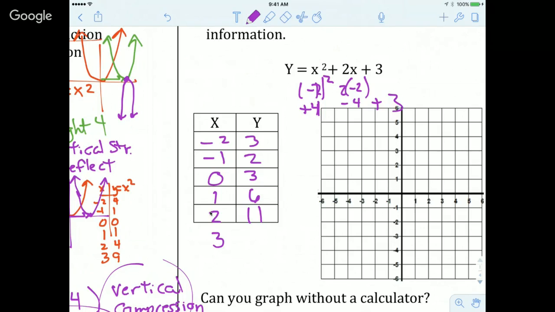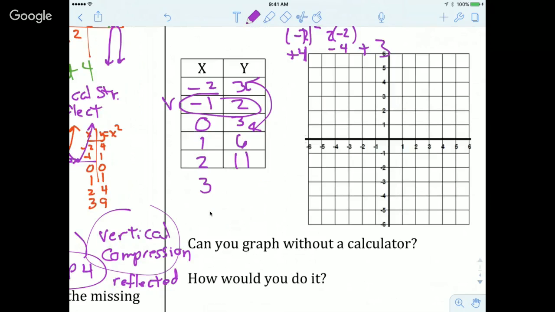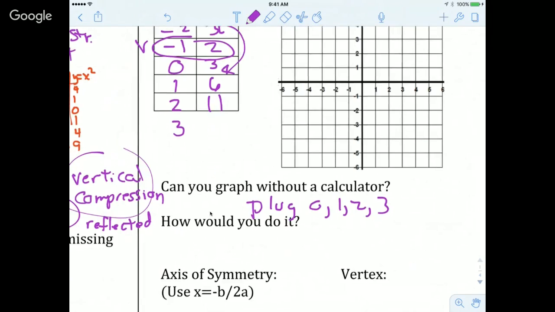Are we starting to get the rainbow? Yeah. So we know the middle of my rainbow is -1, 2. And that is my vertex. So now, how did we do with the graphing calculator? You plugged in 0, 1, 2, 3 until we noticed the rainbow.